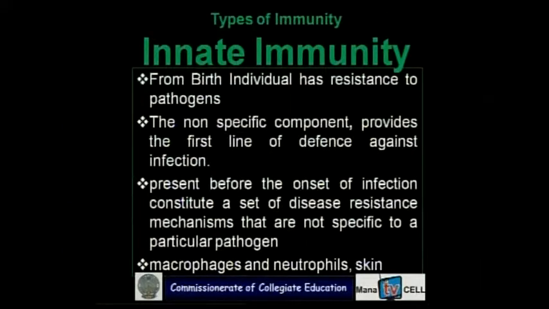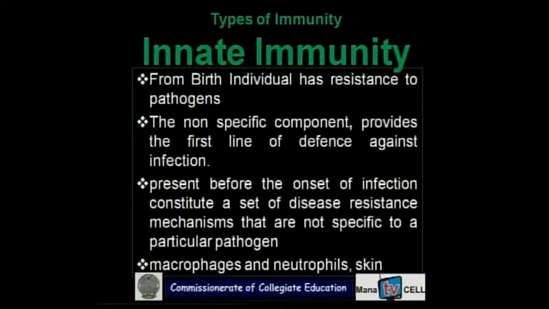So, types of immunity. Immunity is basically of two types. One is known as innate immunity, another one is known as adaptive immunity. So what is the meaning of innate immunity? Innate immunity means that from birth the individual has resistance to pathogens. It is a kind of non-specific immunity and it provides the first line of defense as well as the second line of defense against infectious microorganisms.